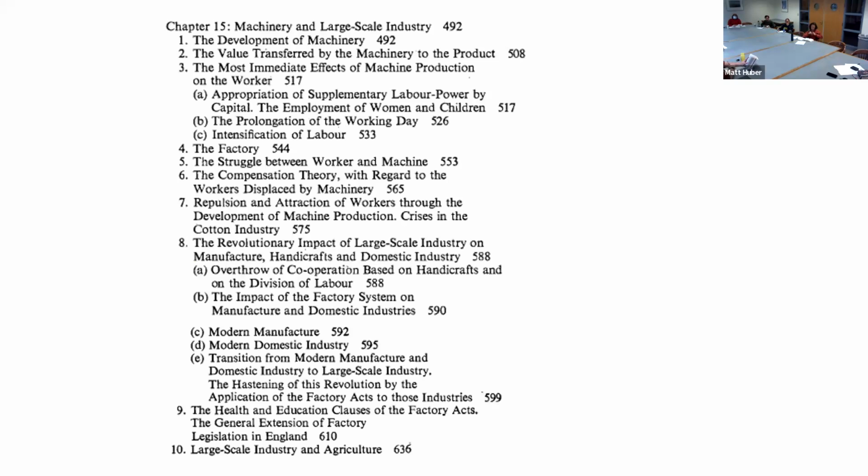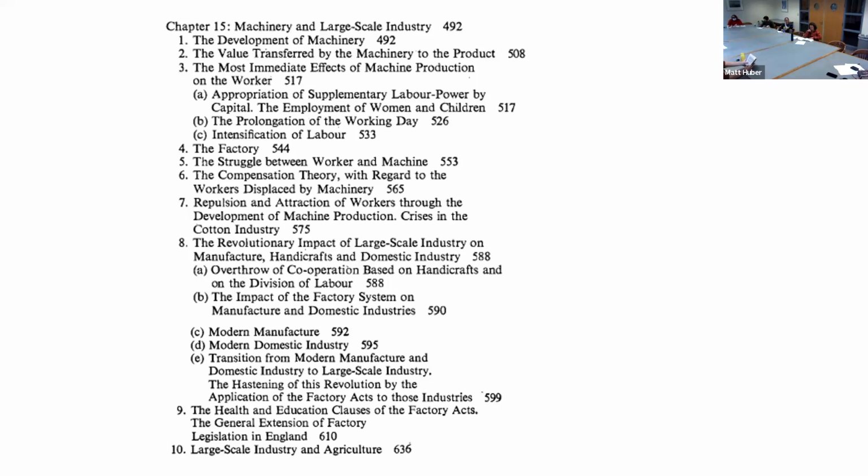Okay, then we get into part 4, the factory. And here I think he's really starting to get into how under machine production, capital has total domination of the workers in this process. They control the speed, they control the labor process. It's very different than the system of manufacture, where it's ultimately controlled by the workers who drive it, right?